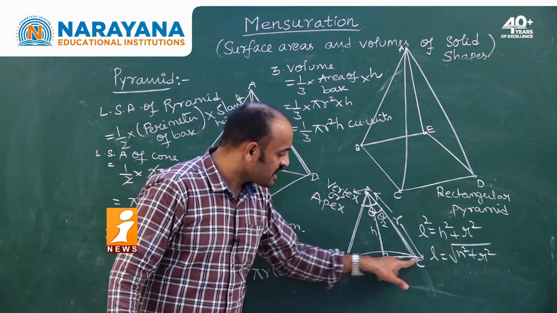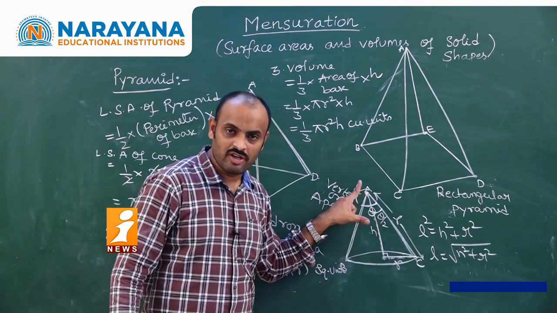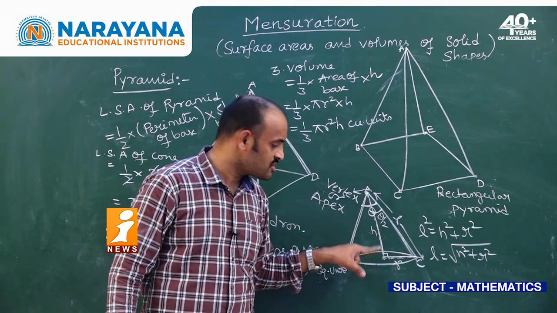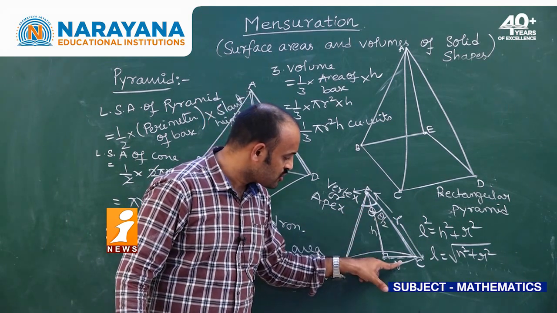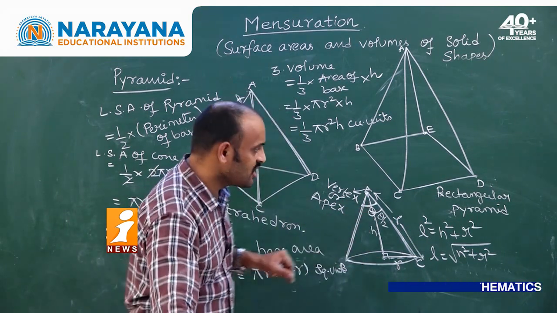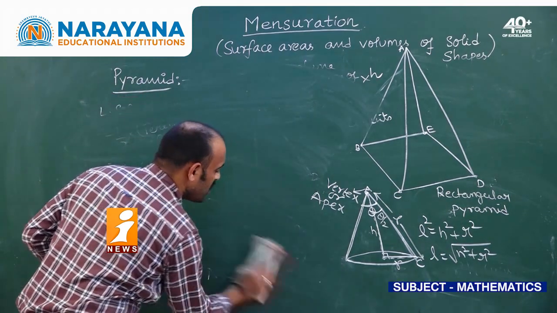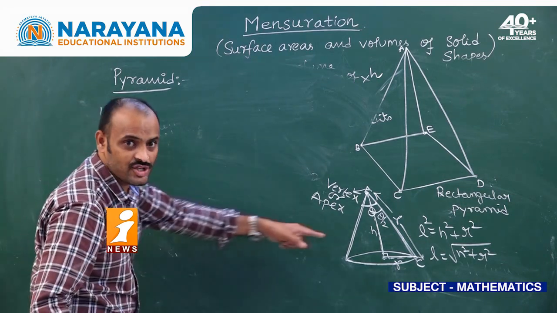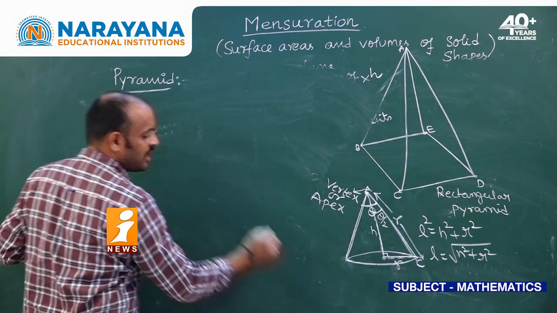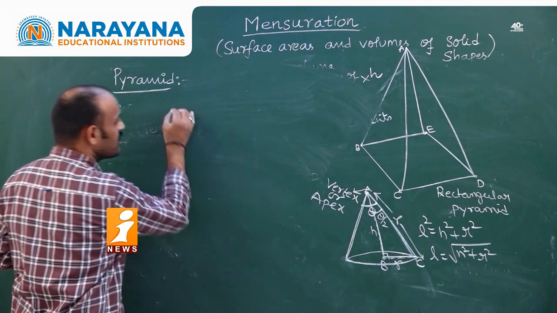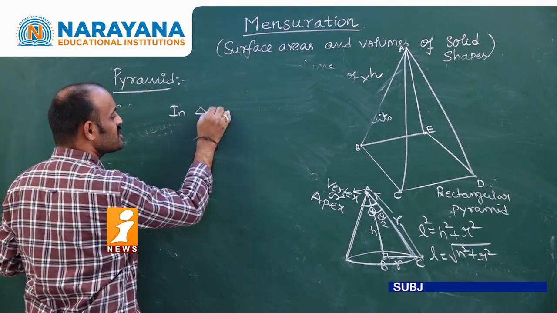So, if this vertical angle is theta, this angle will be theta by 2. As it is a right angle triangle, can we use trigonometry? Using trigonometric ratios, we see tan theta by 2 is equal to R by H. I will write those relations here, in triangle ABC.